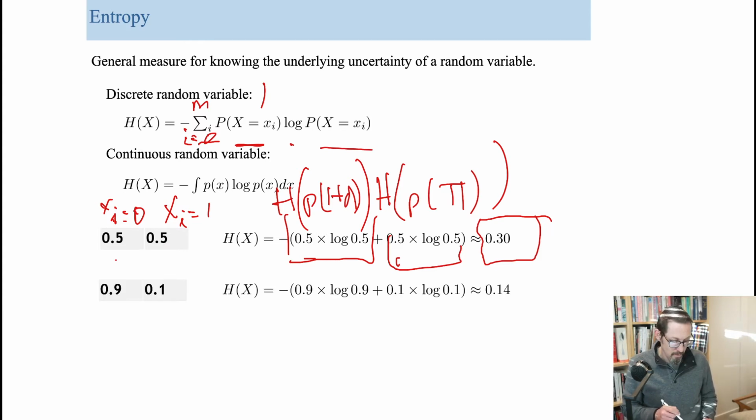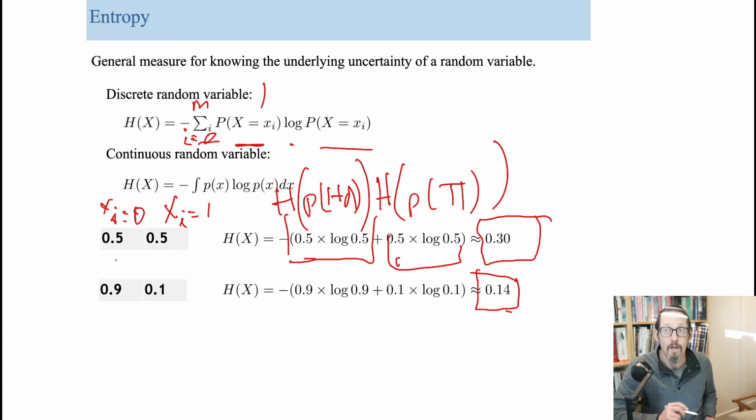What does it look like if we have a 90-10 split, where 90% of the time the coin lands heads? It's a bent coin. It's a cheater's coin. If you know how to make it work, you get 90% heads out of it. Well, in that case, our entropy is much lower. It's 0.14, less than half of the numeric value of the fair coin.